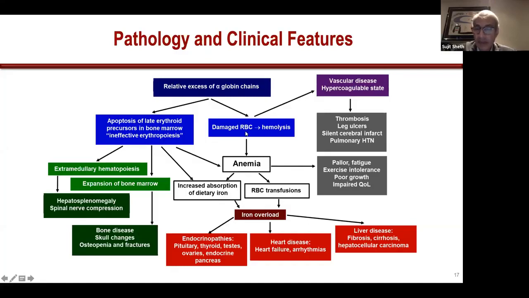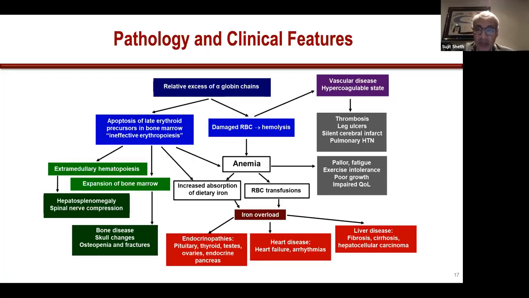As a result of damaged red cells coming out of the bone marrow, you have hemolysis. Both the ineffective erythropoiesis and the hemolysis eventually lead to anemia. The dyserythropoiesis leads to increased absorption of iron from the gut. Anemia leading to red blood cell transfusions leads to iron overload as well. So you have the development of iron overload in both of these situations, which leads to endocrinopathies, heart disease, and liver disease as well.